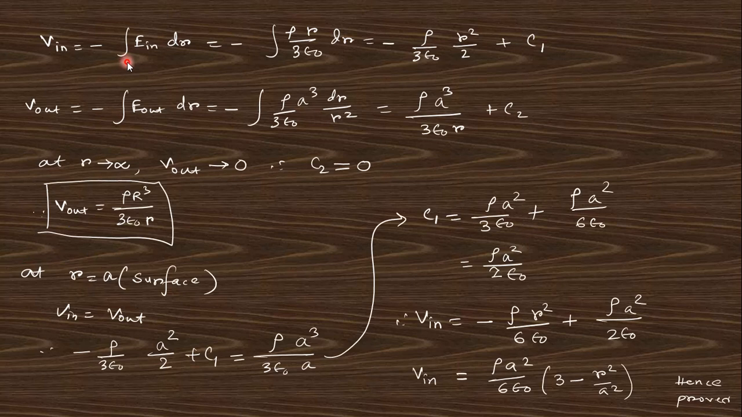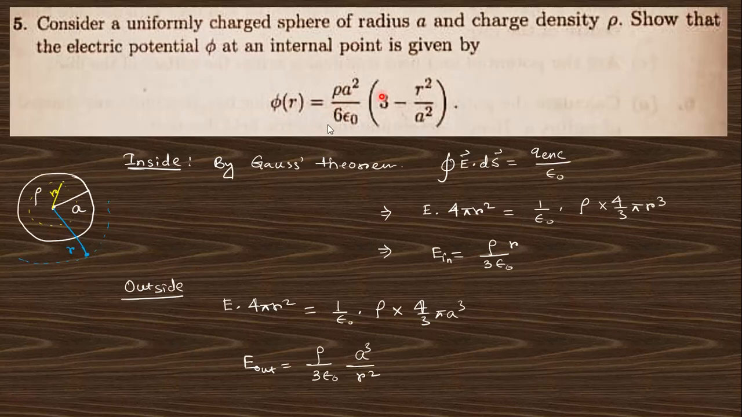Now if you want to find out the potential, just integrate this electric field, you will get this expression, and for outside this expression. To find this constant, you will use the boundary condition that r tends to infinity, V will be 0, so c2 will be 0, so the outside potential will be like that, and the corresponding inside potential at the surface, this inside potential and outside potential must be same. So if you put this inside potential and outside potential at r equals to a, you will find the value of c1, and if you put this value of c1 in this V1, you will get this expression which we want to prove.